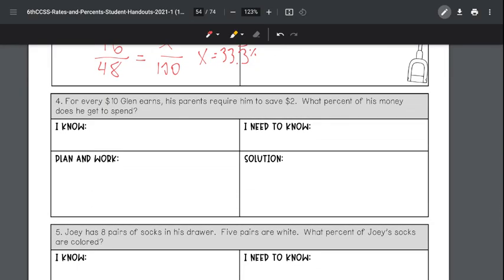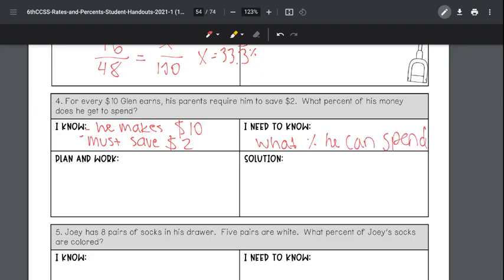For every $10 that Glenn earns, his parents require him to save $2. What percent of his money does he get to spend? I know he makes $10. I also know he must save $2. I need to know what percent he can spend. So you can do this one of two ways. I'll try and show both.